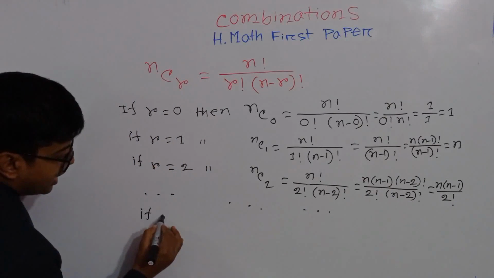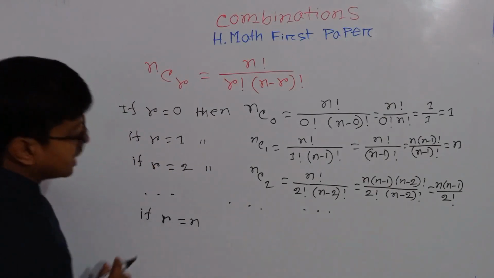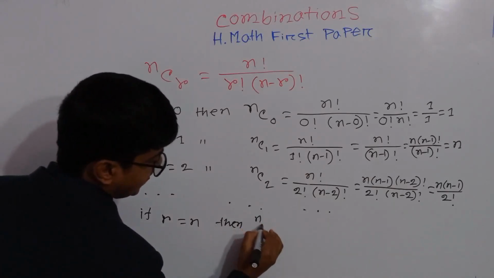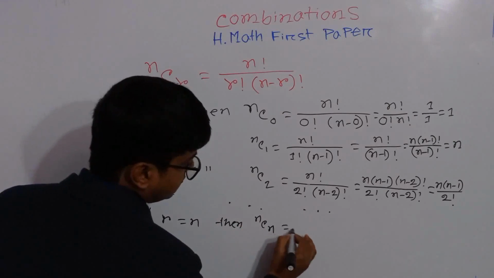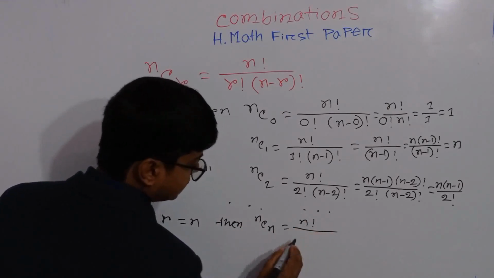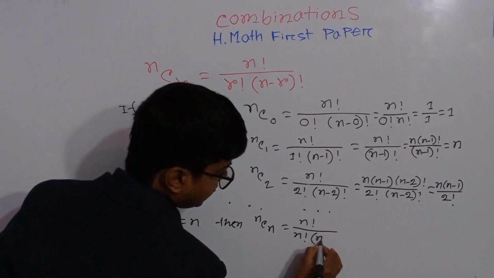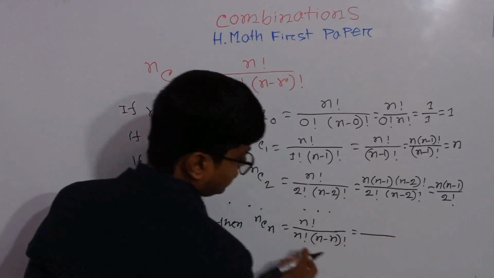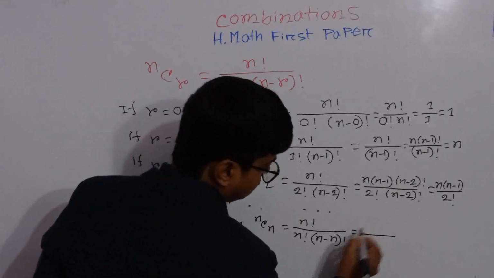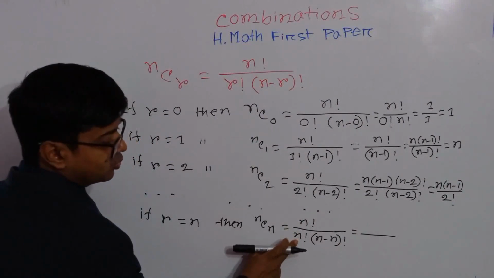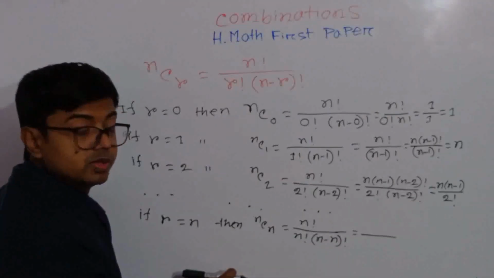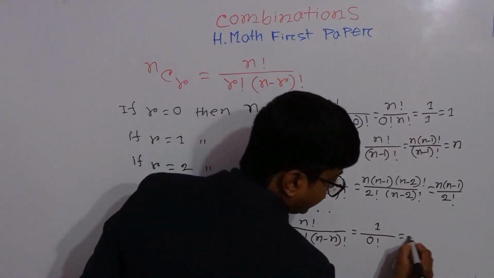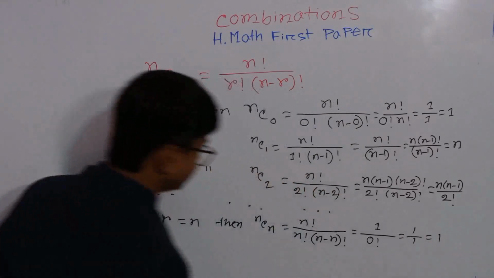If r equals n, then nCn equals factorial n by factorial n into factorial n minus n. So here factorial n will be cancelled, and n minus n will be 0. So 1 by factorial 0. So our answer will be 1 by 1 equals 1.